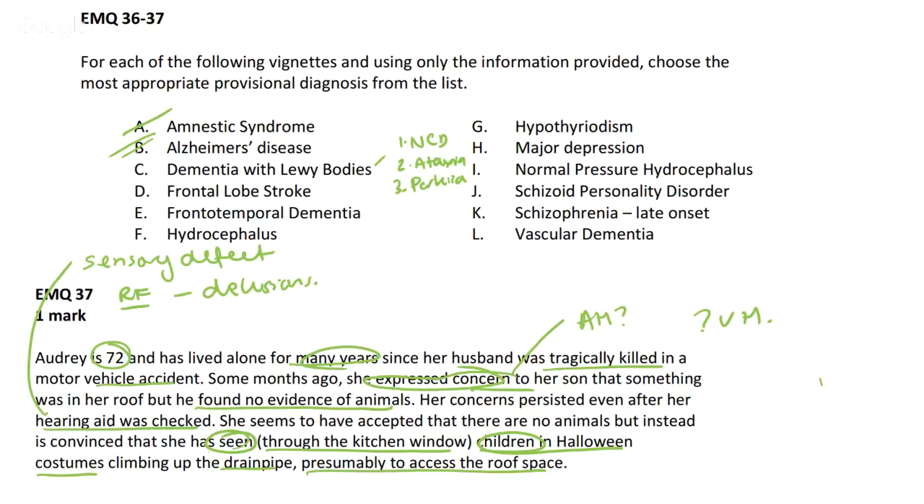You might say she might be having Lilliputian hallucinations because she's seeing children in Halloween costumes. However, as we talked about, you need to fulfill more than 1 criteria, and you need to go on more than buzzwords. So it's unlikely to be dementia with Lewy bodies. Frontal lobe stroke, she has no acute symptoms, no behavioral changes. Hydrocephalus, no. Hypothyroid, no, not that, not that, not that.